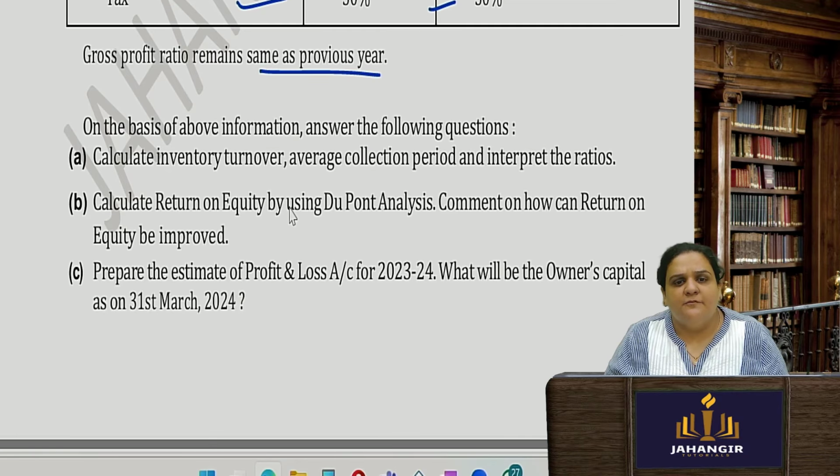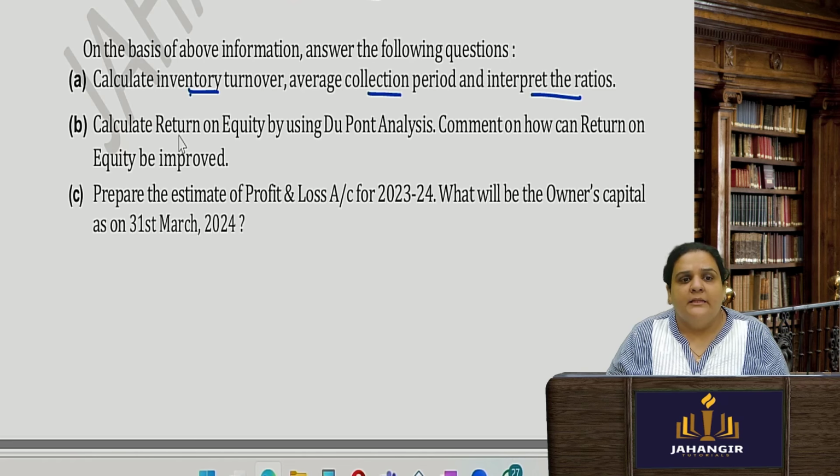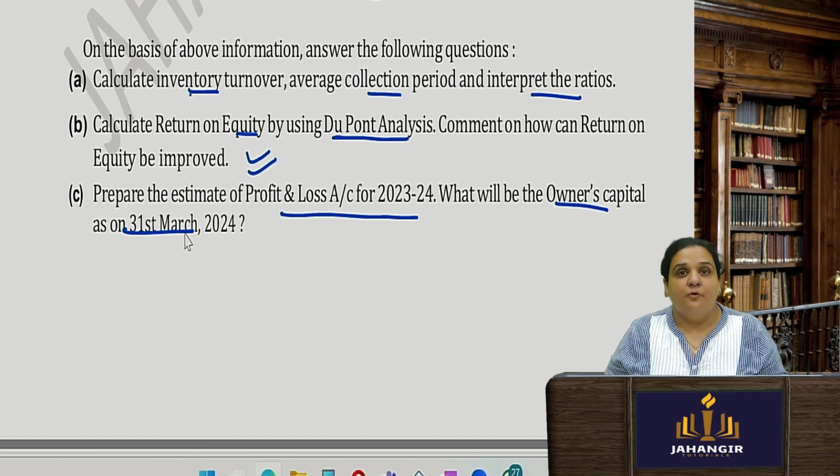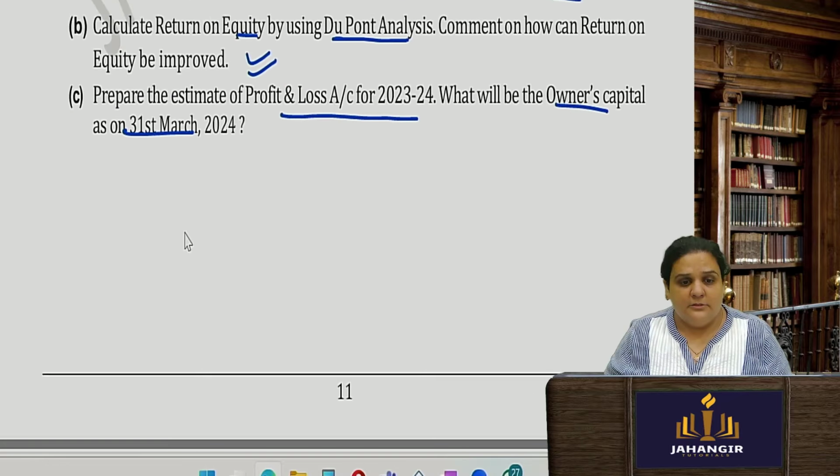On the basis of the information, answer the following questions. Calculate inventory turnover, average collection period, and then interpret the ratios. Then calculate return on equity by using DuPont analysis. Comment on how this can be improved. And then prepare the estimated P&L account and state what the owner's capital will be as on 31st March 24. Again, 3 questions.